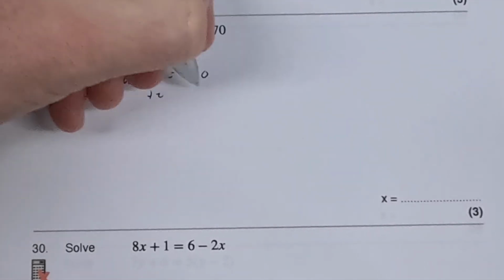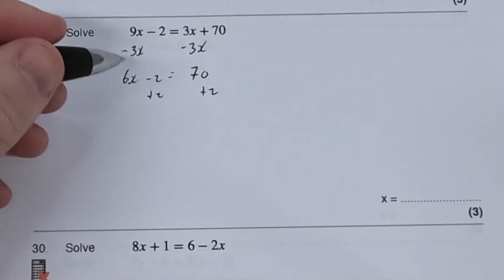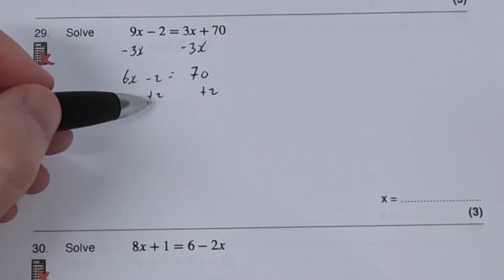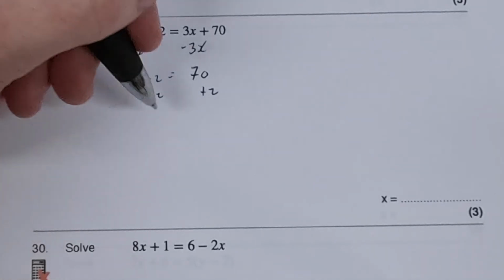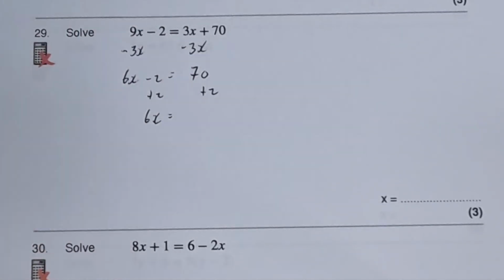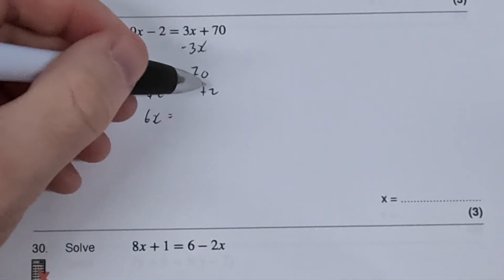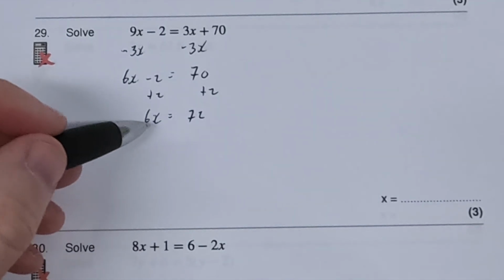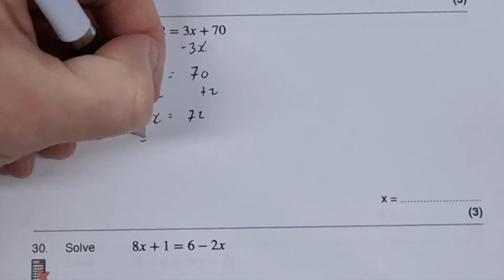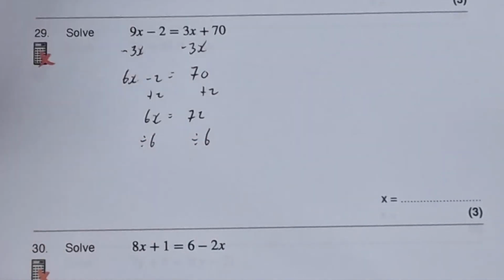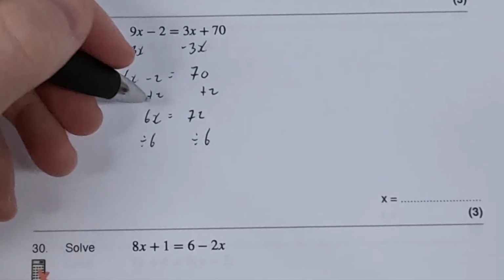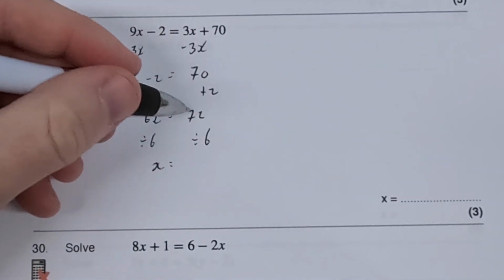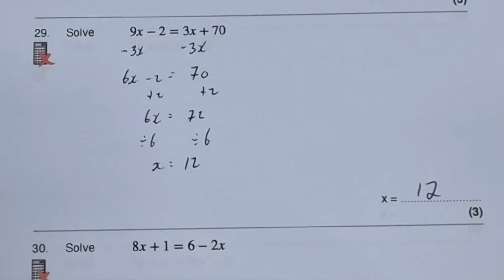So let's add 2 and add 2. On the left-hand side, we had 6x minus 2. We're adding 2 to get rid of the minus 2, so we'd just be left with 6x. On the right-hand side of the equation, we had 70. We're adding 2, so that'll be 72. Now we're almost there. We've got 6 times x equals 72. So we're going to divide by 6 and divide by 6. 6x divided by 6 would just be x, and 72 divided by 6 is 12. So that means x equals 12. And that's it, we've solved that equation.